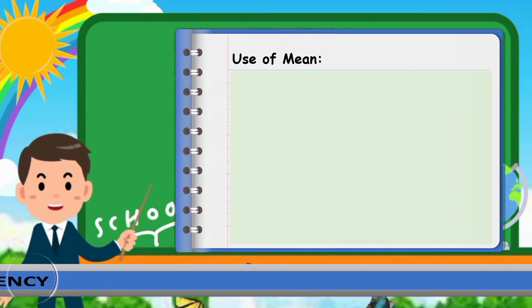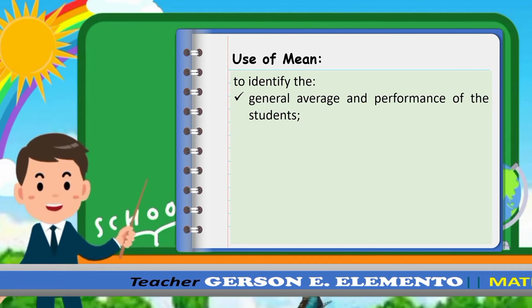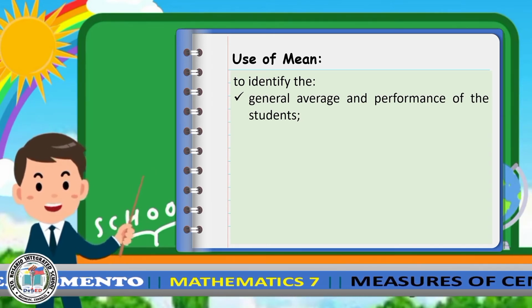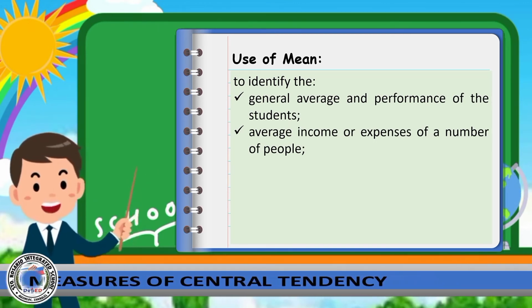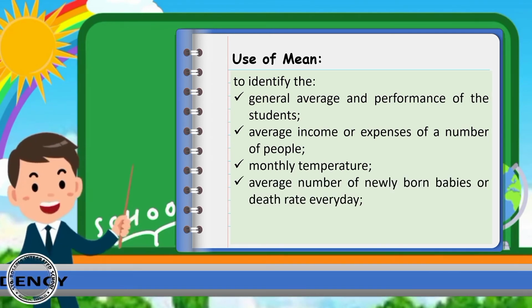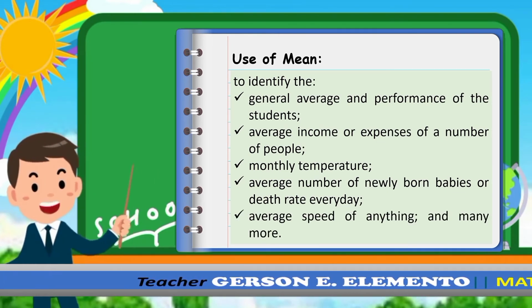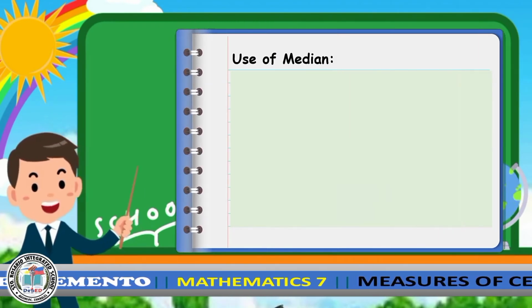When can we use the 3 measures of central tendency? First, the use of mean. Mean is used to identify the general average and performance of the students, to identify the average income or expenses of a number of people, to identify the monthly temperature, to identify the average number of newly born babies or death rate every day, to identify the average speed of anything, and many more.